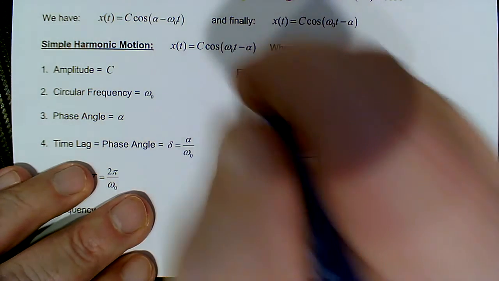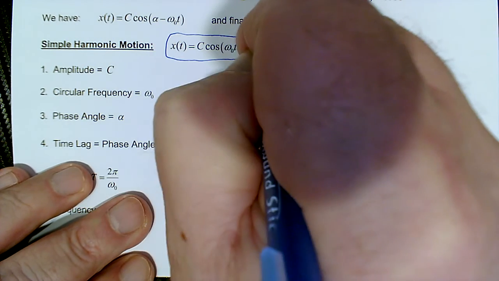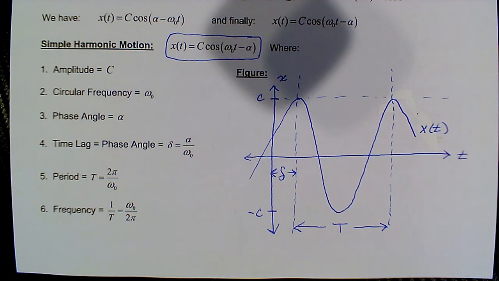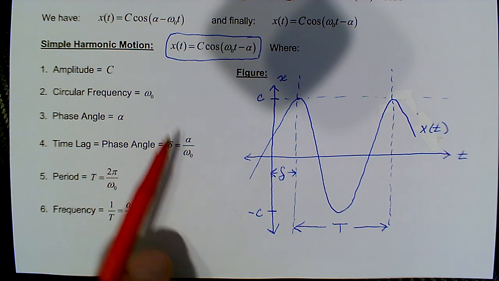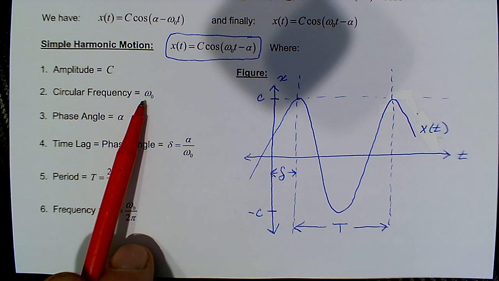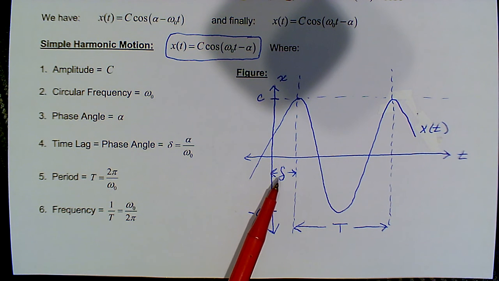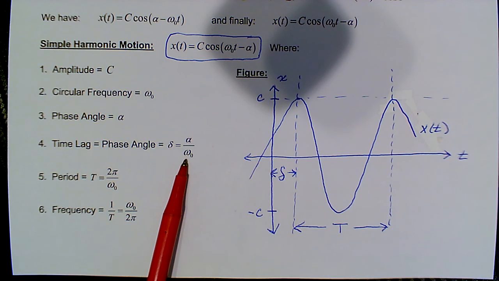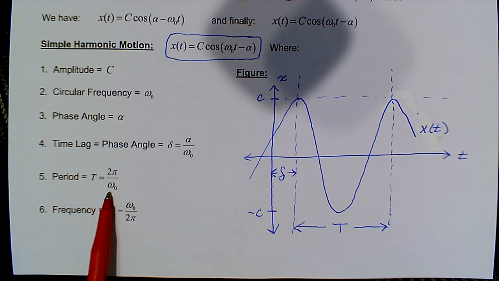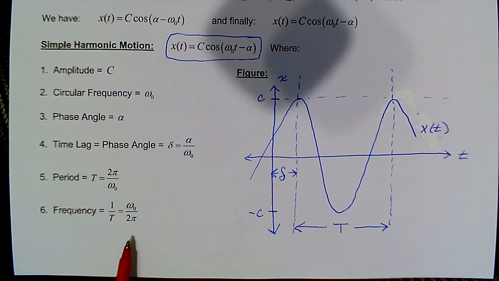x of t equaling c cosine omega sub 0 t plus or minus alpha. And so then we have the characteristics described here. The amplitude is c. You've got what we call the circular frequency of omega sub 0. The phase angle is going to be alpha, which determines the time lag, alpha over omega sub 0. And then we have the period defined as 2 pi over omega sub 0. And the frequency is just 1 over the period. All right, so that's the analysis.